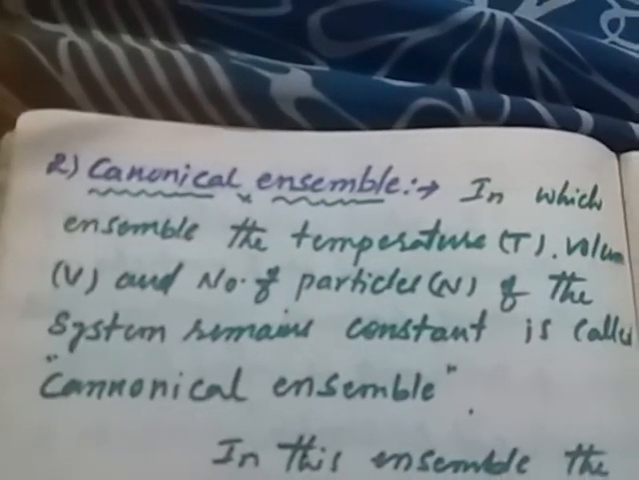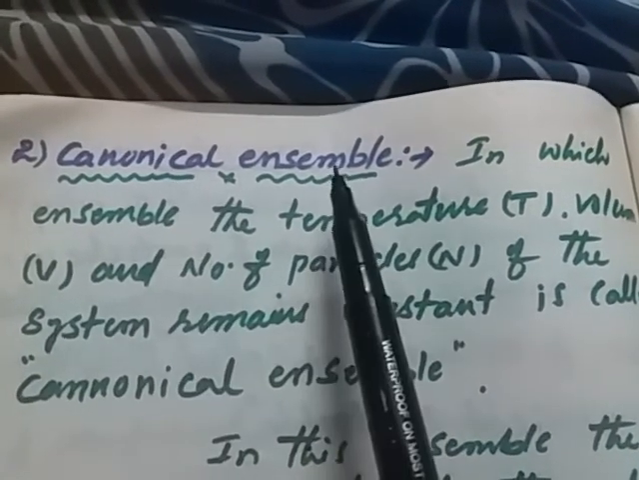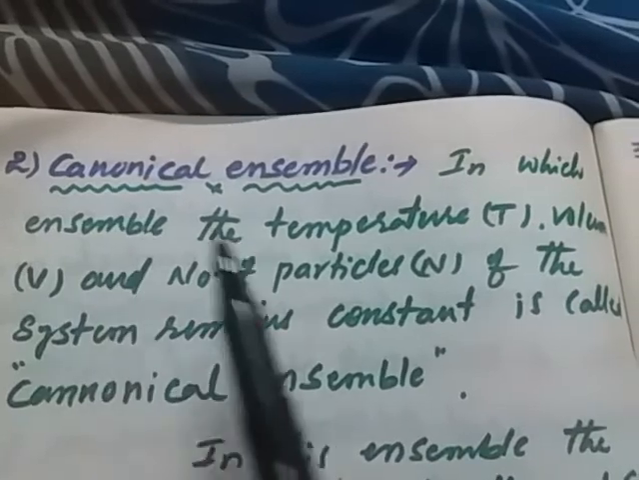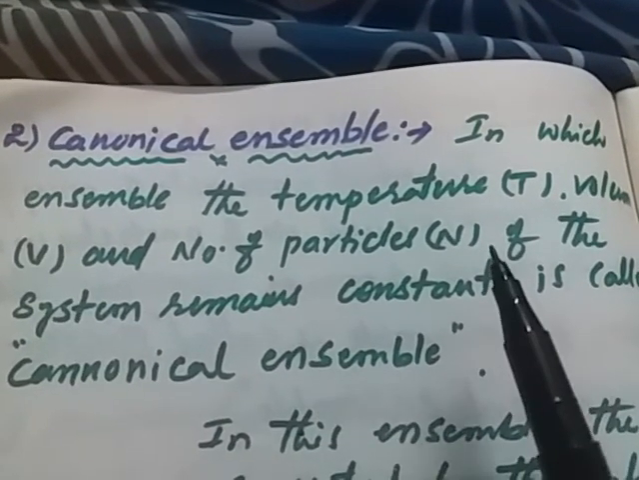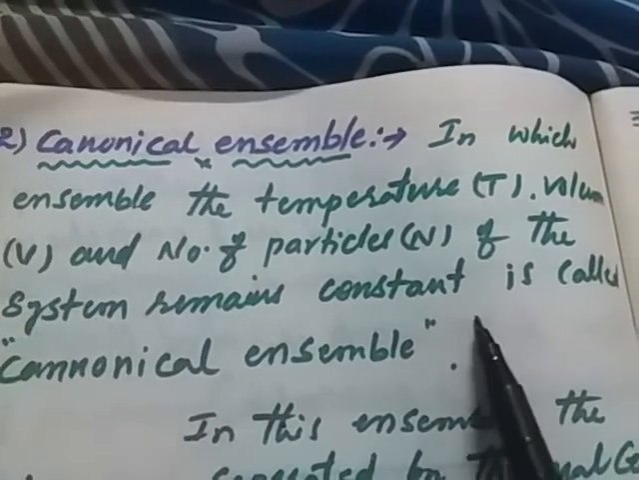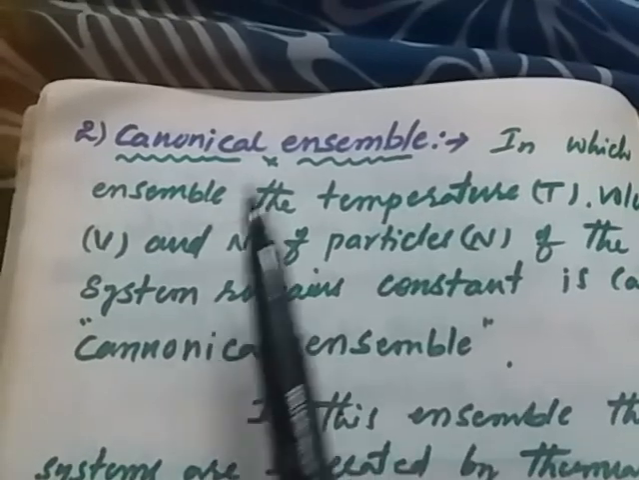Then afterwards, the second ensemble is the canonical ensemble. The second ensemble is called the canonical ensemble. What is the canonical ensemble? The ensemble in which the temperature T, volume V, and number of particles N of the system remain constant is called a canonical ensemble. See here, students, very simple.